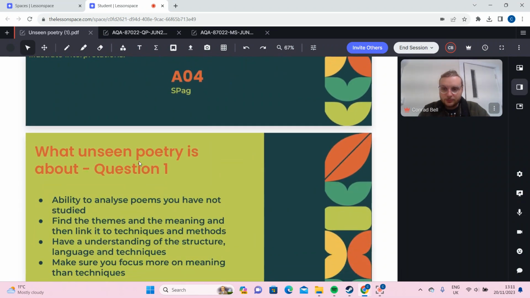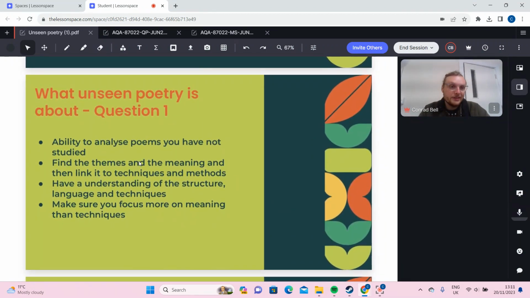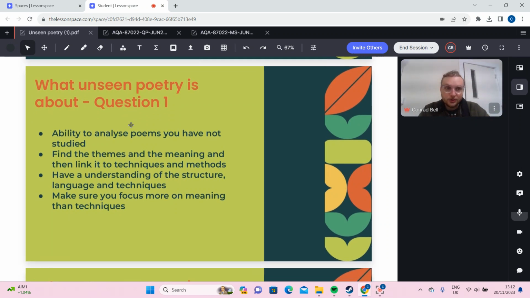So unseen poetry is split up into two questions. The first question will be analysing one poem. This is the bigger marker, so you'll be analysing one poem fully, and you'll be expected to analyse the themes and meanings and link it to techniques and methods. Have an understanding of structure, language, and techniques, and make sure you focus more on the meaning than the technique stuff that they really want to. You're using the idea of techniques and structure to back up what the poem is about. So that'll be the first question.